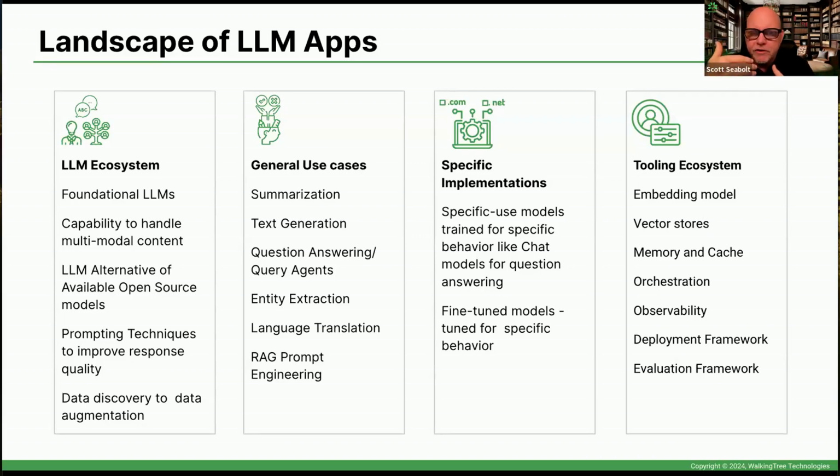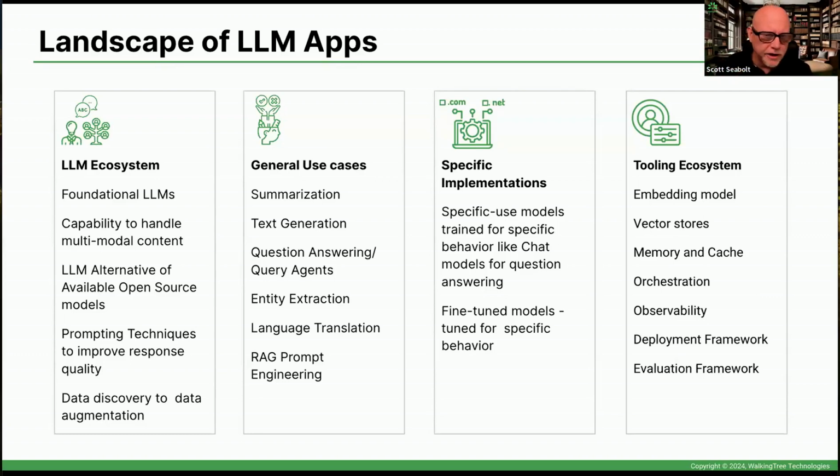And then in terms of the LLM ecosystem, prompting techniques to improve response quality. These are strategies used to interact with LLMs using really carefully crafted prompts to elicit better, more accurate, and more relevant responses from the models. And then we have, in terms of data discovery and data augmentation, this really involves using LLMs to find and create new data sets or enhance existing ones to improve machine learning model performance. So another important part of the ecosystem right now too is just the generic.